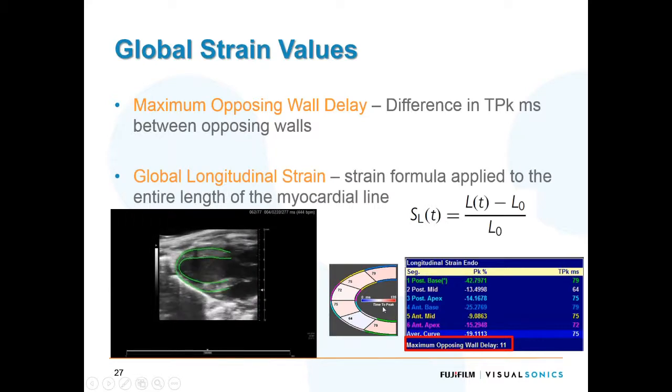And then another value we want to pay attention to is global longitudinal strain. This is on the first page of the VevoStrain output parameters. And essentially, the way this number is calculated is different from the segmental strain values. What it's doing is applying the strain formula to the length of the actual curve that you measure. So the length of this inside curve, the endocardial curve, and how that changes in systole and diastole, is plugged into this equation to give you that GLS number. So that's how that number is calculated.